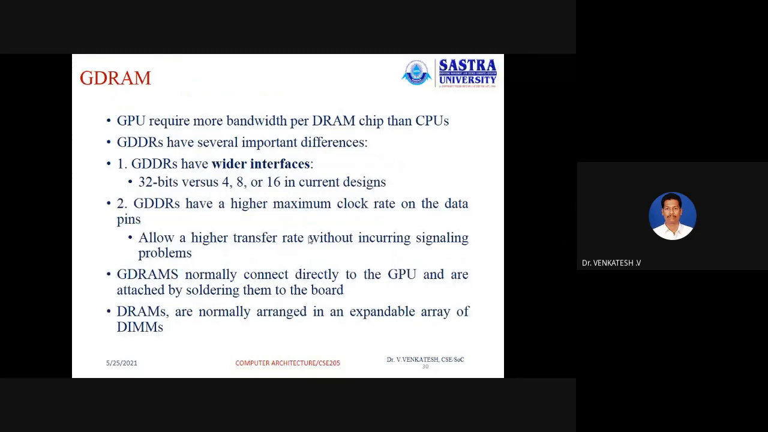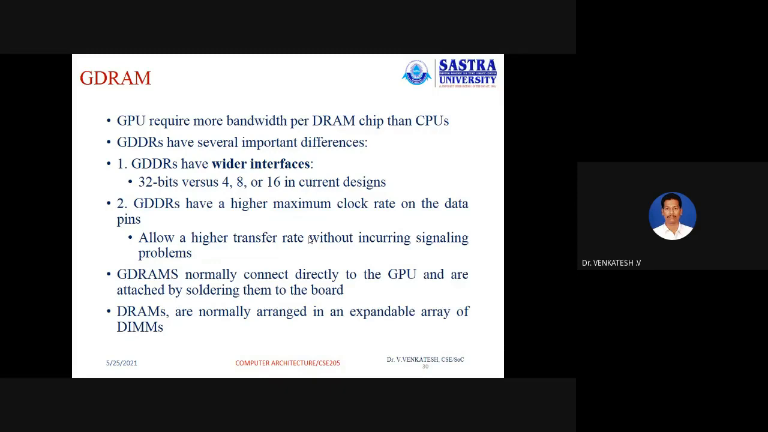First, a wider interface. So we need 32 bits, with 4, 8 or 16 in current designs. So we have the design in terms of 4, 8 or 16. GDRAM also has a higher maximum clock rate on the data pins. So a higher data clock, that is fast. So we are going to increase the speed, allowing a higher data transfer rate while incurring signal issues. Previously we had kbps, then Mbps, now Gbps. That is called the transfer rate.